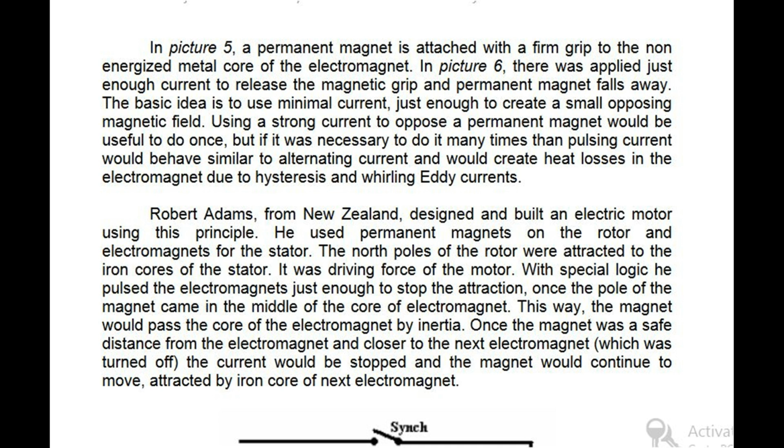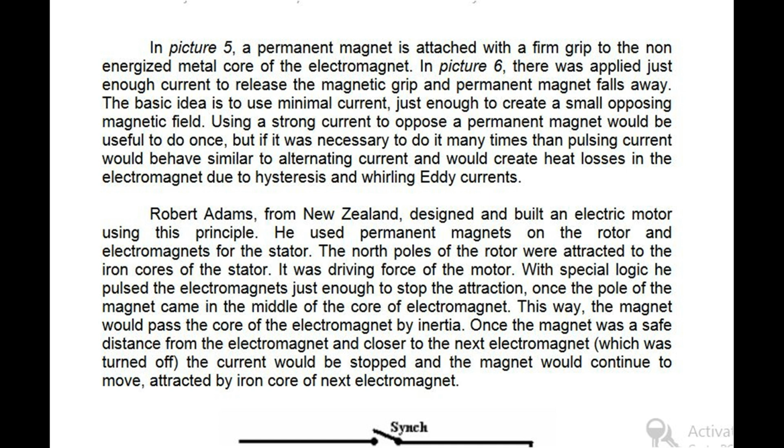Robert Adams, from New Zealand, designed and built an electric motor using this principle. He used permanent magnets on the rotor and electromagnets for the stator. The north poles of the rotor were attracted to the iron cores of the stator. It was the driving force of the motor. With special logic, he pulsed the electromagnets just enough to stop the attraction, once the pole of the magnet came in the middle of the core of the electromagnet. This way, the magnet would pass the core of the electromagnet by inertia.